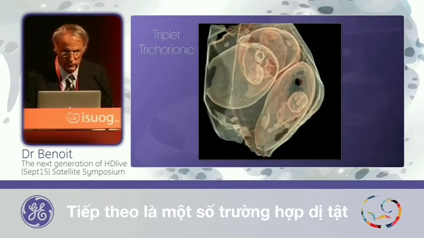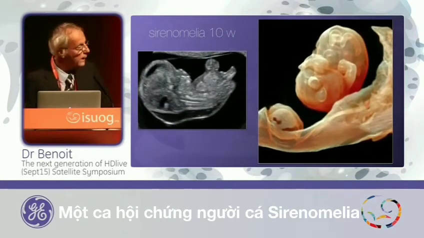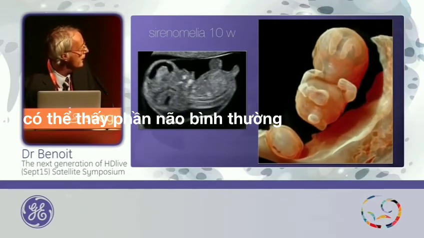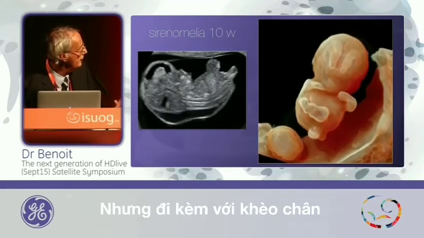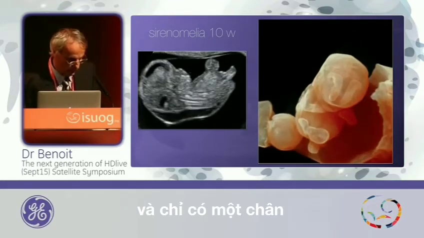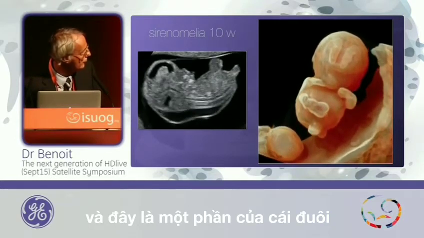Some example in case of malformation. This was a case of sirenomelia at 10 weeks of pregnancy. You can see the brain. The brain was normal, but also with club feet and club hand, and you have only one leg here, and this is a part of the tail.